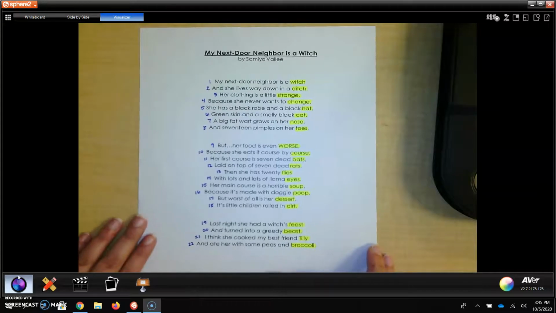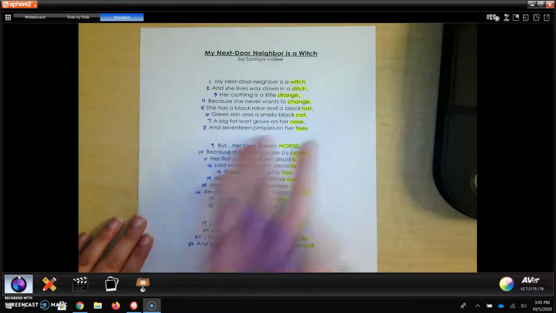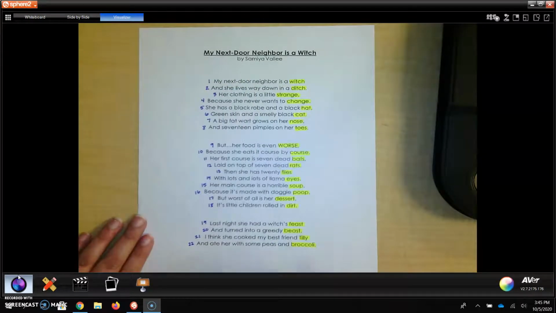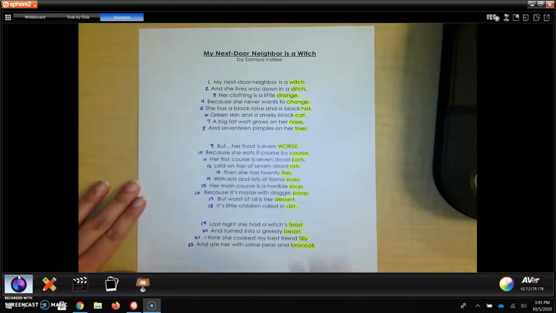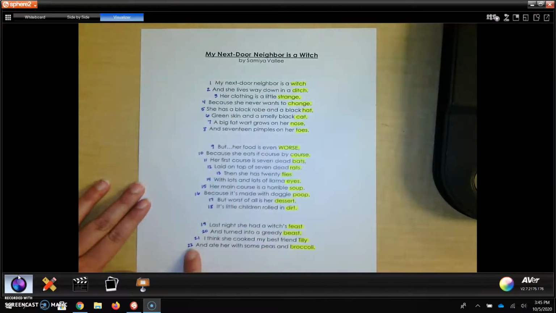Also, if you're using unwrap strategies in here, if you prove something, you can say you found it in line 13 or line 4. And that way it's just easy to identify. So this poem has 22 lines.